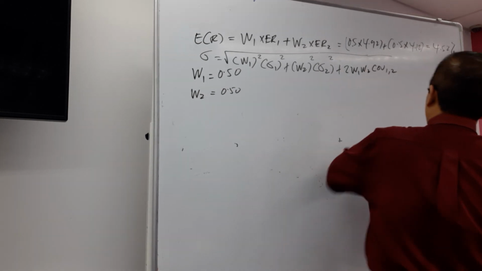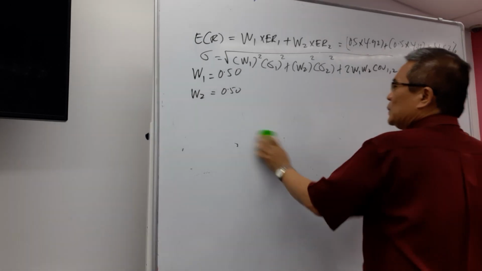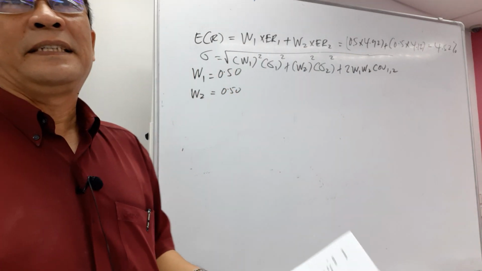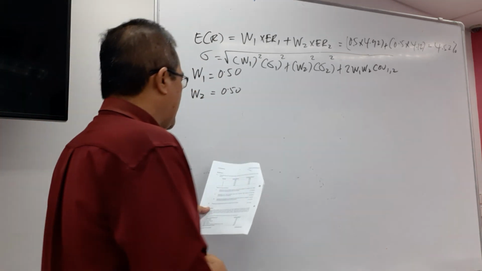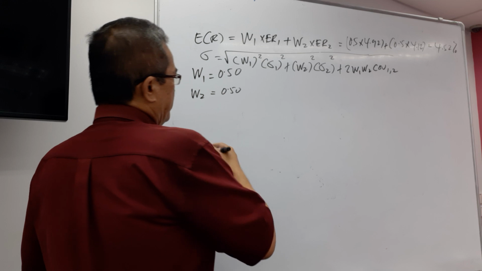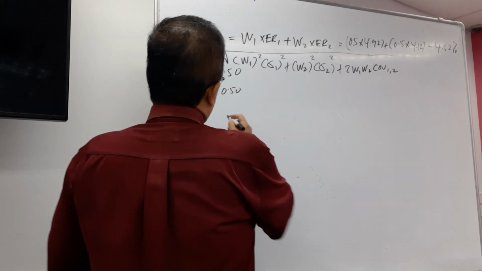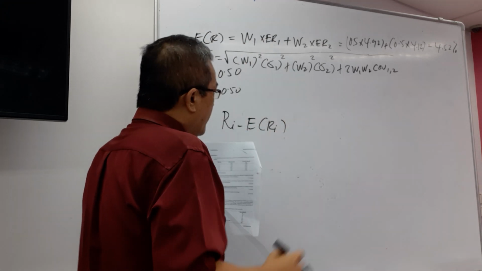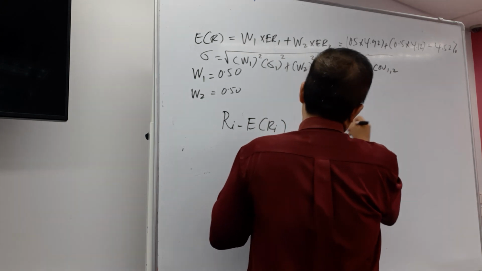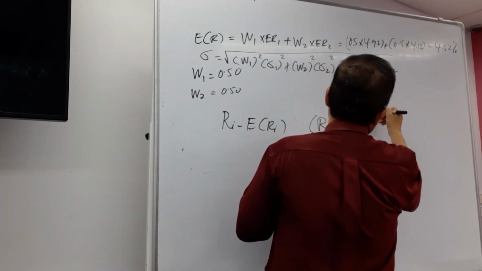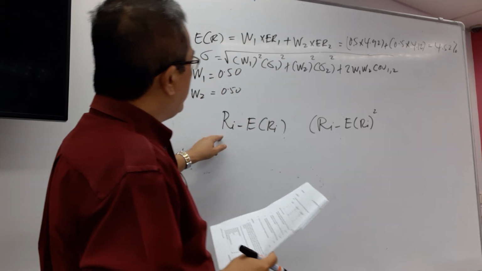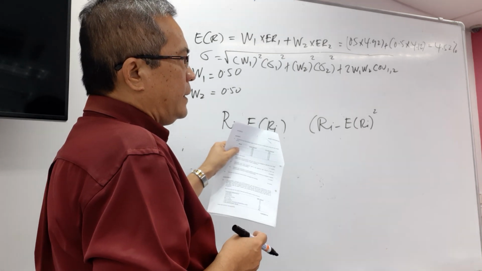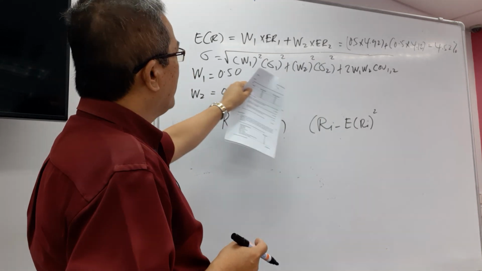Okay, let me show you how to calculate the standard deviation of Kylie's. First you write down the formula: Ri minus E(Ri), and (Ri minus E(Ri)) to the power of 2. E(Ri) is the expected return, the average return.